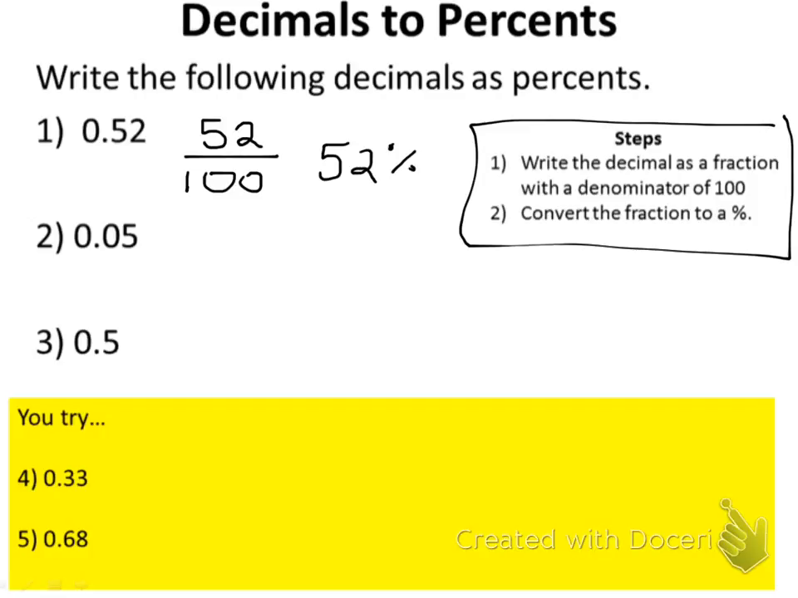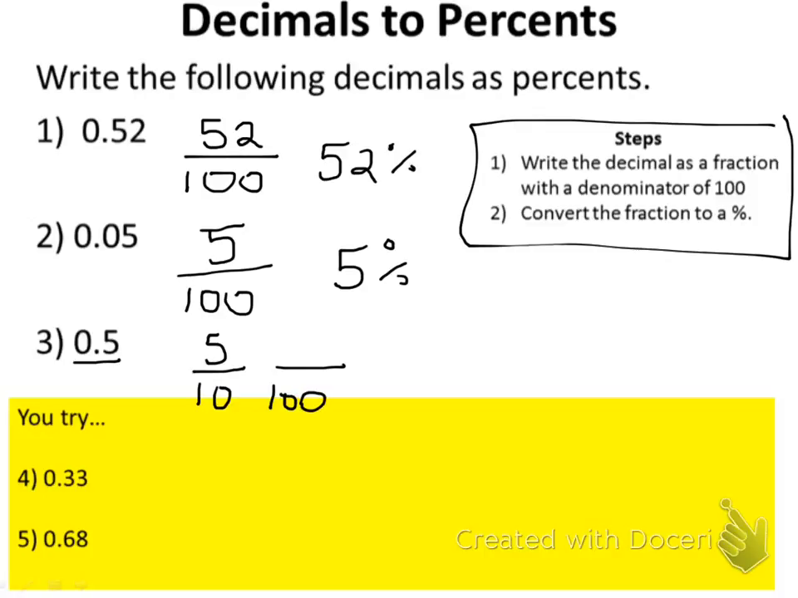Okay, the next one. I have 0 and 5 hundredths. To write that as a fraction, I would write it as 5 hundredths. It's already out of 100, so that makes it really easy. I would have 5%. Okay, this last one here is 5 tenths. So I need to convert it to a denominator of 100. To go from 10 to 100, I'm going to multiply times 10. Well, 5 times 10 is 50. So this would be 50%. Try the next two on your own.